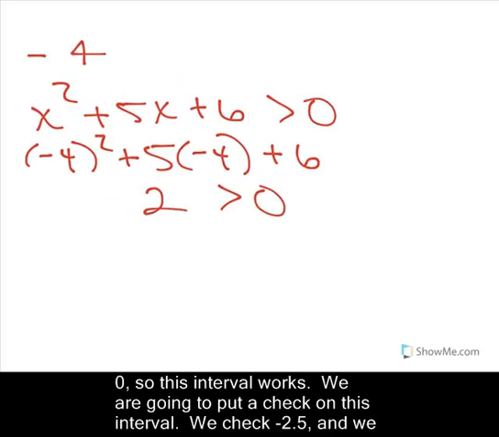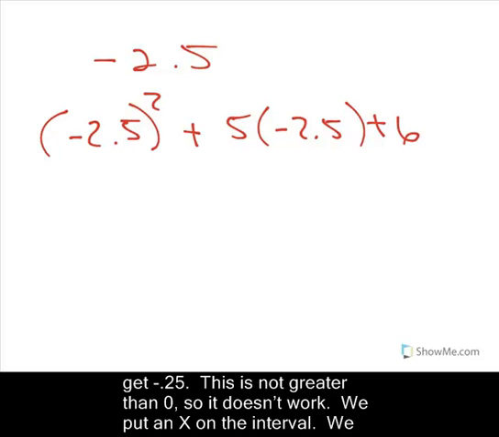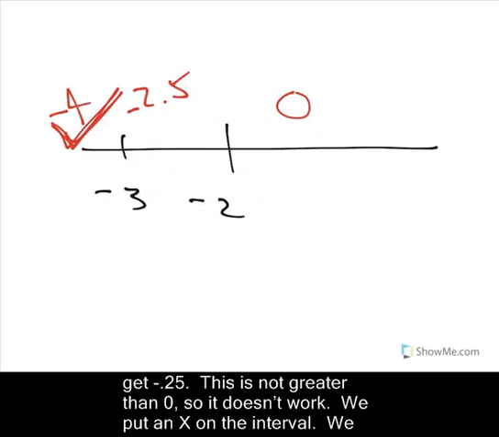We're going to go back to our problem here, and we're going to test -2.5. So we're going to put -2.5 squared plus 5 times -2.5 plus 6, and we want to know if that is greater than 0. When we put this in our calculator, we get -0.25. That is not greater than 0. That is less than 0. So that one does not work. So let's go to our interval. We're going to put a big X on it because it doesn't work.